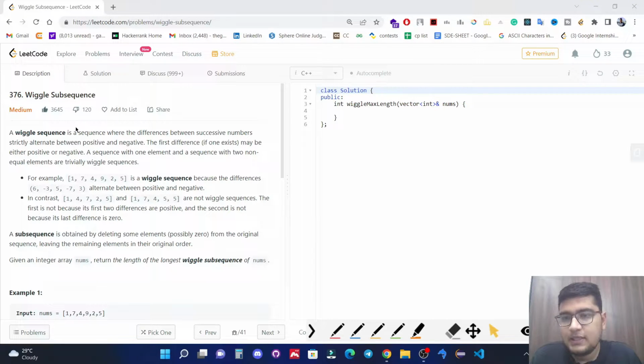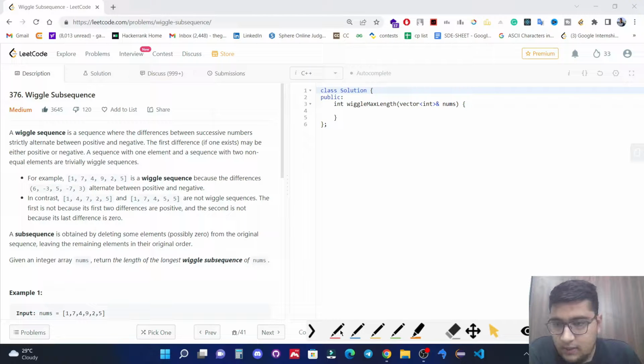A wiggle subsequence is a sequence where the differences between successive numbers strictly alternate between positive and negative. The first difference, if one exists, may be either positive or negative. A sequence with one element and a sequence with two non-equal elements are trivially wiggle sequences.